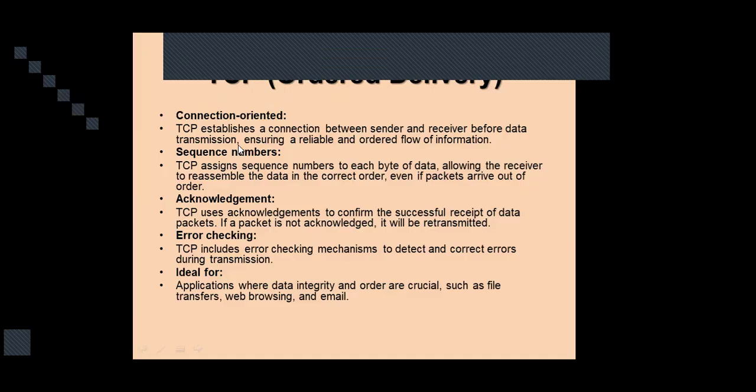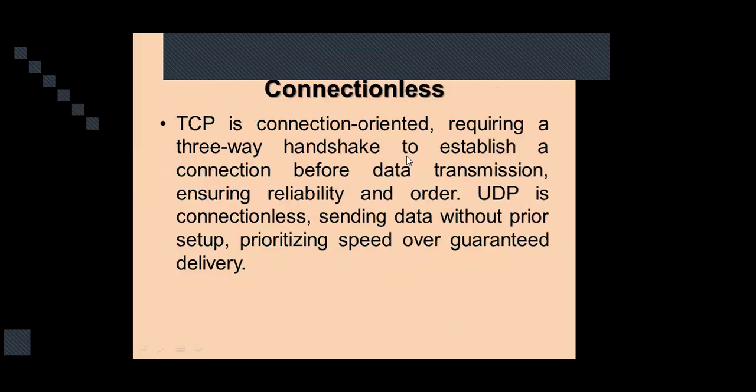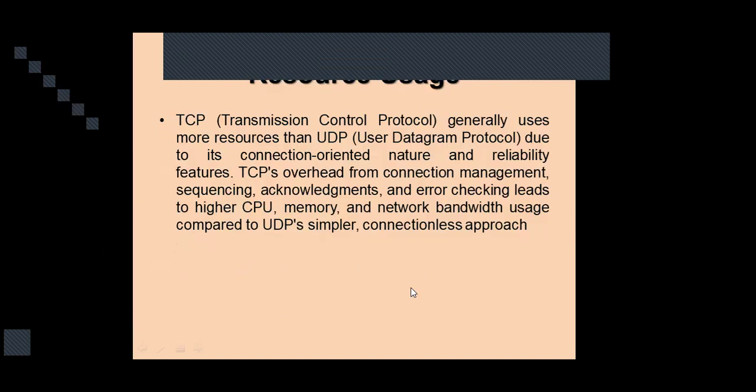These are the characteristics. Just study them thoroughly, read them thoroughly. UDP is connectionless, with no sequence numbers, no acknowledgements, and minimum overhead. TCP is connection-oriented, requiring a three-way handshake to establish a connection before data is sent. UDP is connectionless, sending data without any prior setup. Now, for contrast and comparison, you could write the comparison and the differences between TCP and UDP.